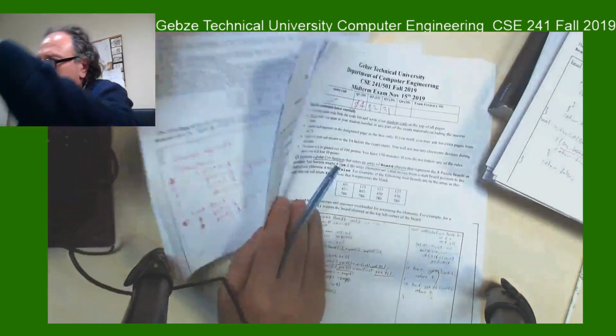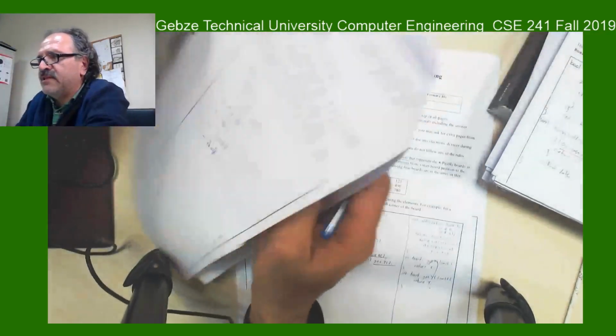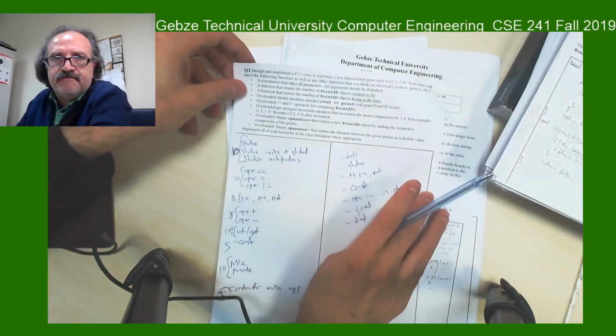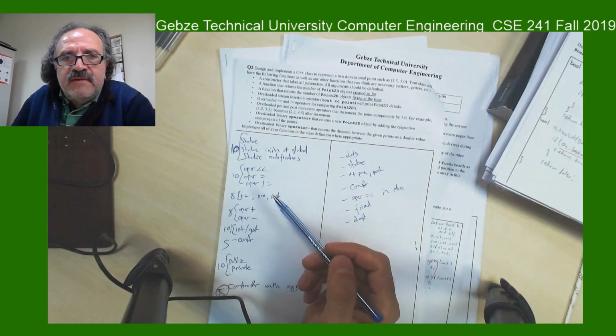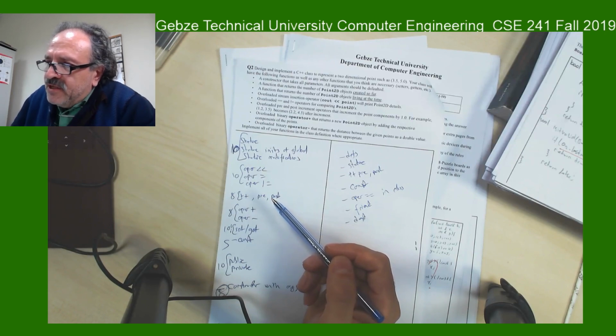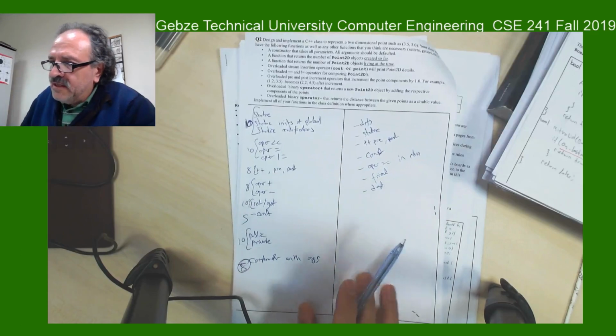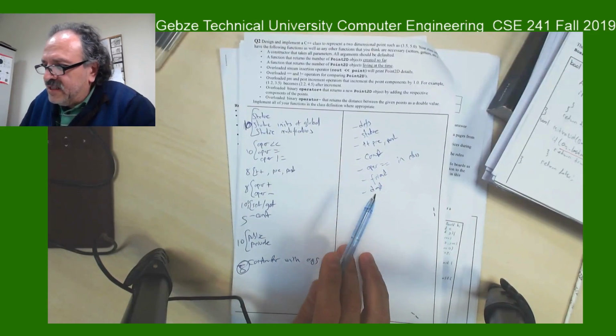So let's look at the second question. Second question was about designing and implementing a C++ class for a two-dimensional point such as this one. So this is how we graded it. The question had three parts.